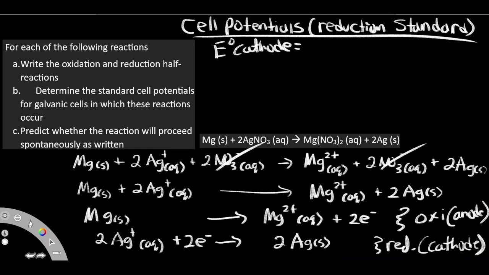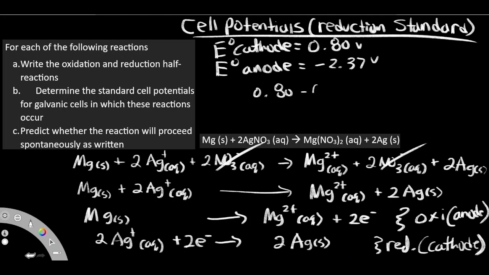Again, it's not given in that chart, but I'll just tell you what the value is. It is 0.80 volts. And then the E anode, again not in the chart that I provided you in the beginning, but the anode value is going to be -2.37. So these are all in volts. So we know the formula, this one minus this one, right? So we have our 0.80 minus our -2.37.